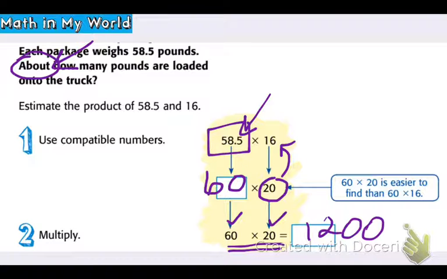So again, let's go back to the question. There's a question mark. I have to answer it. About how many pounds are loaded onto the truck? Well, I could answer this by saying there's around 1,200 pounds loaded on the truck.